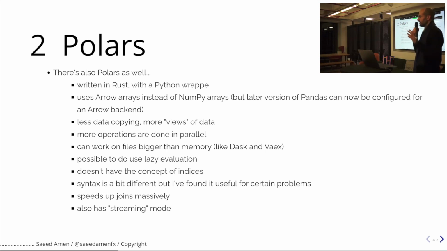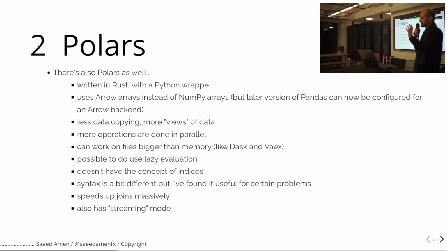And typically what you have with Polars compared to Pandas is a lot less data copying, more using views of data. This is also true of Vaex actually as well. A lot more operations are done in parallel with Polars, which can take advantage of multi-core processors a lot better. Just like with Dask and Vaex, you can work on files that are bigger than memory, using the concept of lazy evaluation.